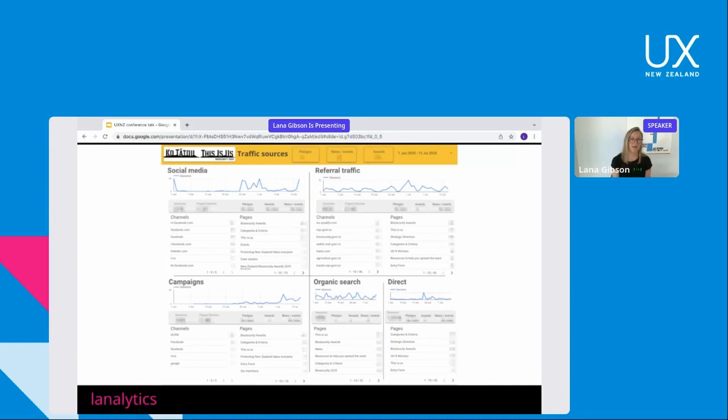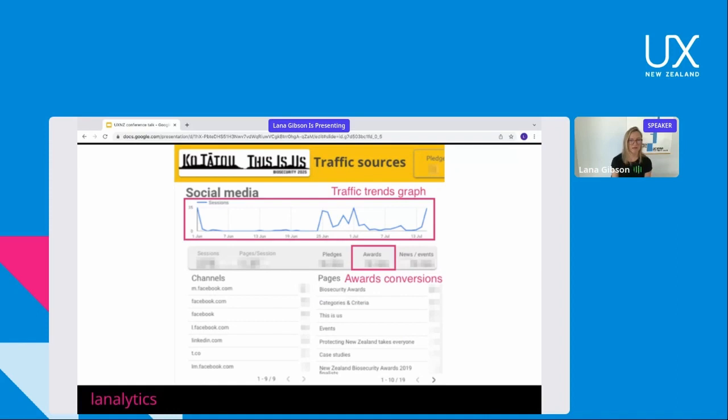So we gave them a view of traffic to the website, broken down into each traffic channel: social media, referral traffic from other websites, and organic search, and you can see here the traffic trends in each. We also go deeper and really pull out those conversions. So you can see awards conversions. They can see how many people are actually submitting a nomination from each of those channels. And that's the kind of granularity that you really want.